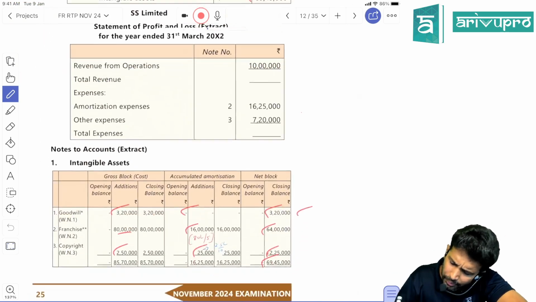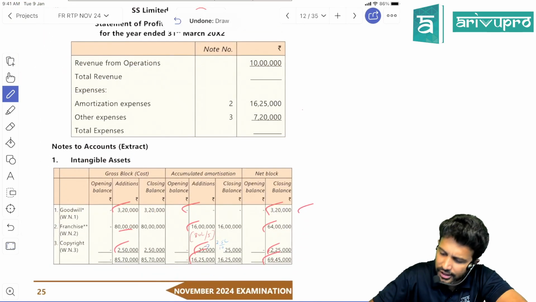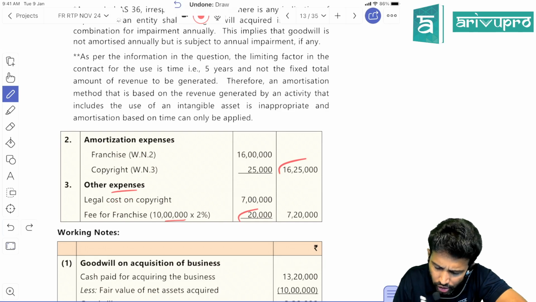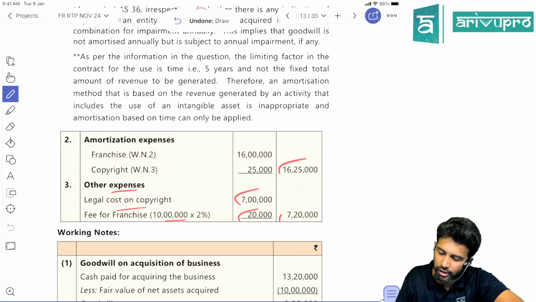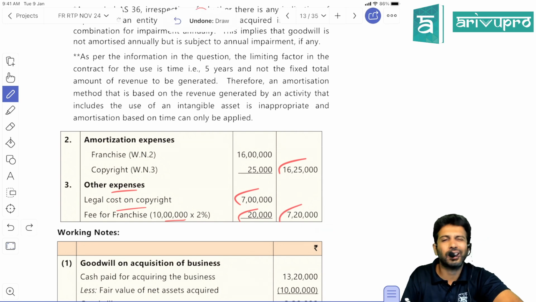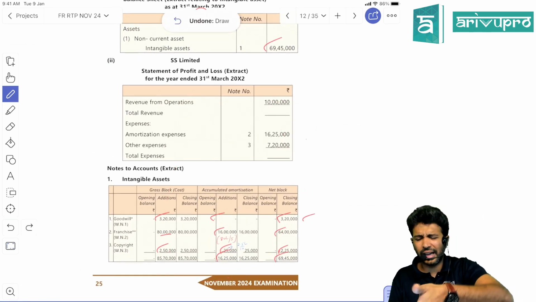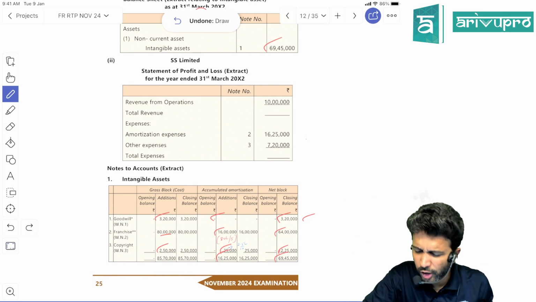Then in P&L, all these are amortization charges. Total is 16,25,000 amortization charges in P&L. Then that legal cost on copyright defending charges also goes off to P&L. So this will come under other expense, 7,20,000. This is your P&L and balance sheet extract that they've asked, sir. That's all. A simple calculation and putting it in the respective format is what they're asking.